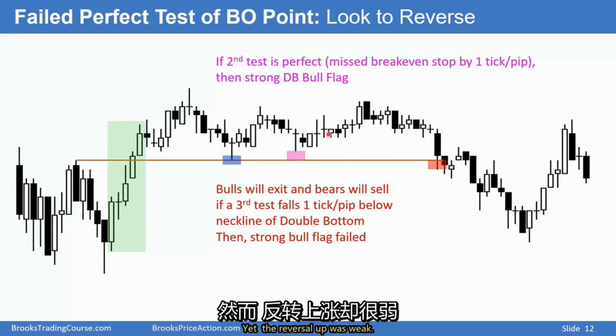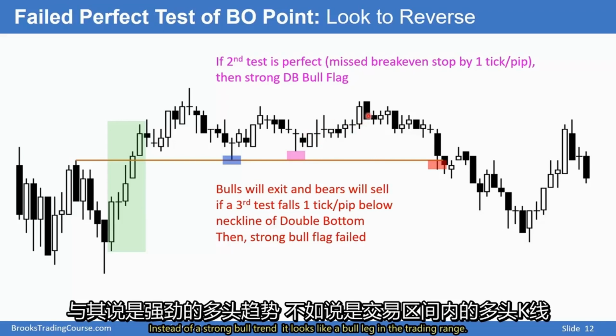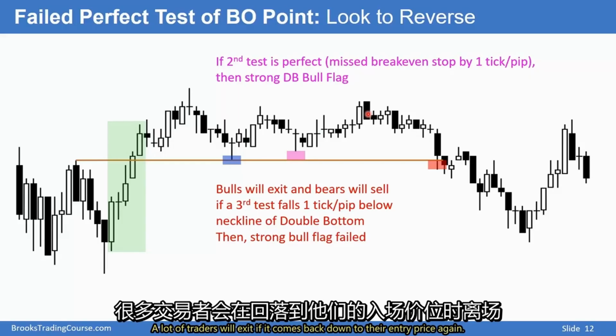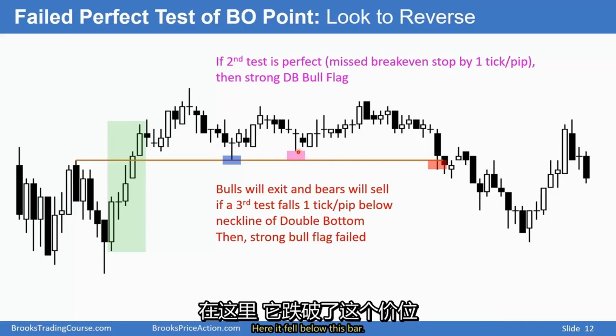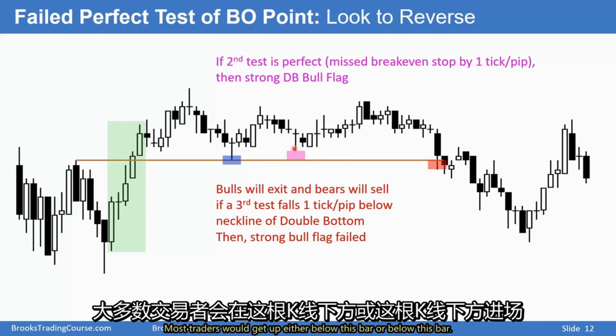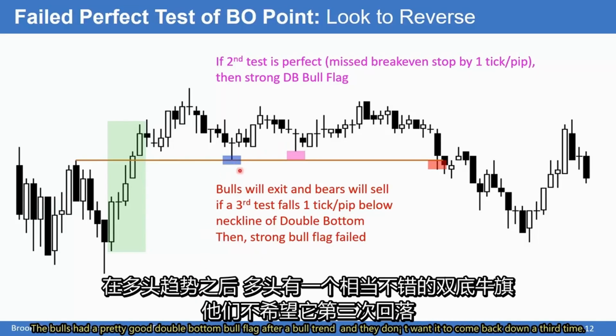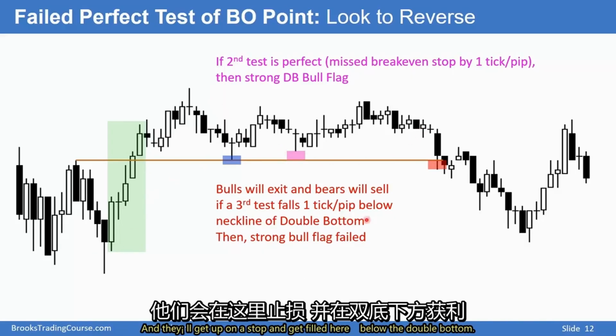Yet the reversal up was weak. Instead of a strong bull trend, it looks like a bull leg in a trading range. A lot of traders will exit if it comes back down to their entry price again. Here it fell below this bar. Most traders would get out either below this bar or below this bar. The bulls had a pretty good double bottom bull flag after a bull trend, and they don't want it to come back down a third time, and they'll get out on a stop and get filled here, right below the low of the double bottom.